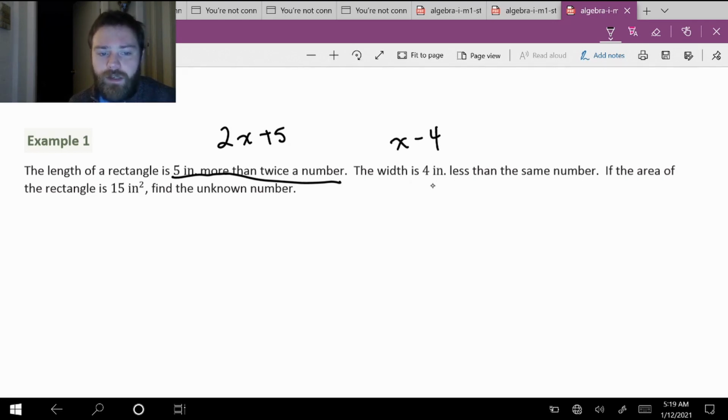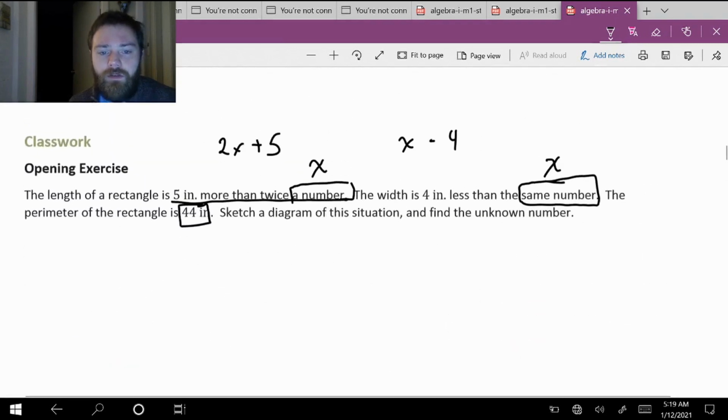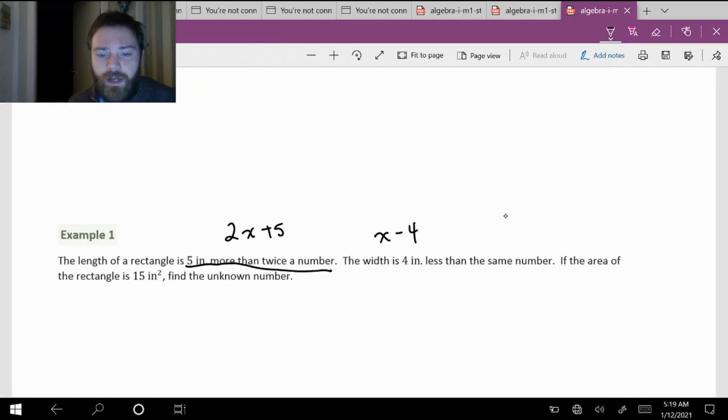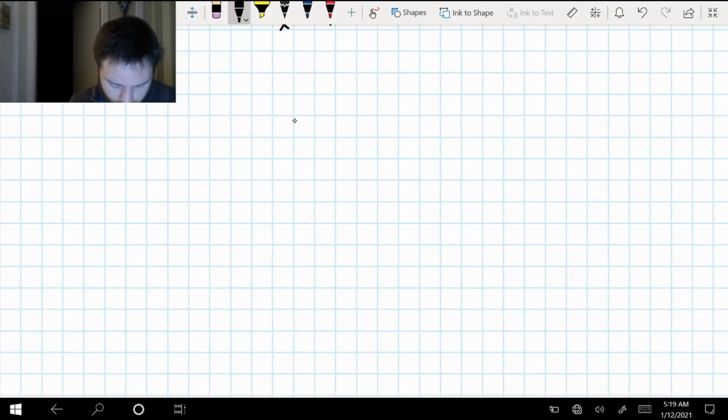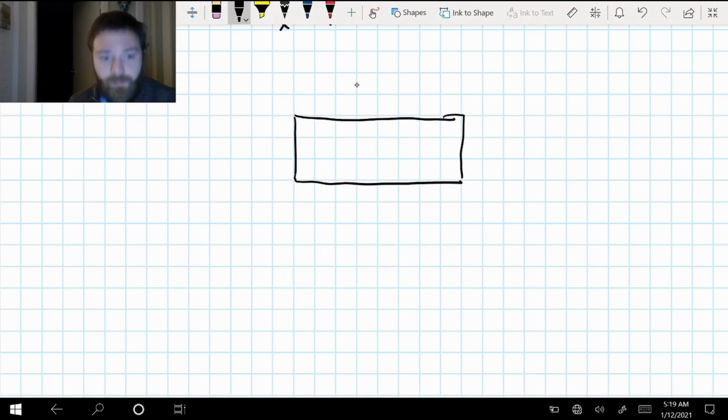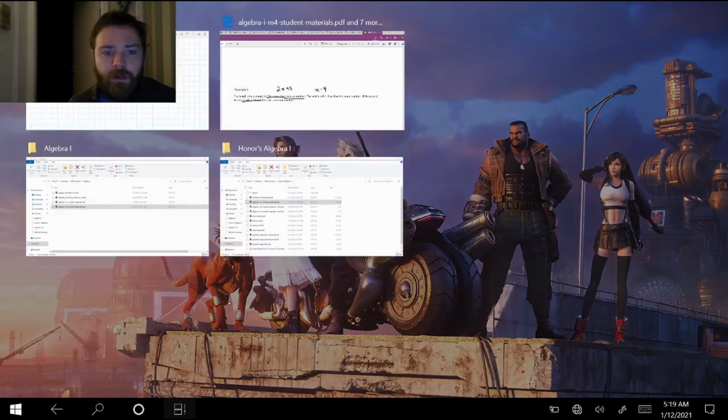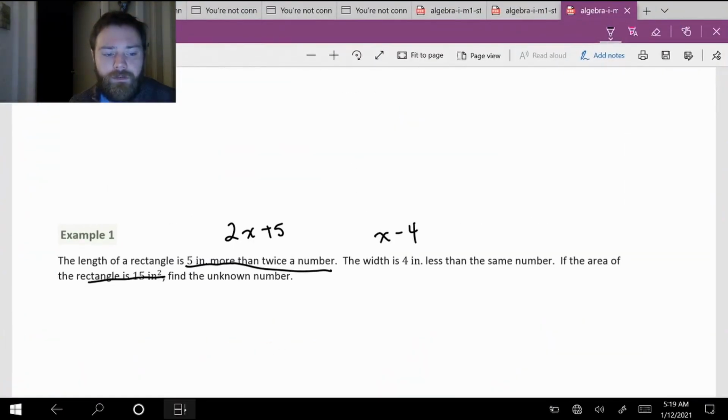So this is actually really similar to the last problem. In fact, it's the same kind of lengths here, but the only thing that's different is now they're telling me the area. So it tells me the area of the rectangle is 15 inches squared and wants us to find the unknown number. Well, we can still do that. I'm going to go down here and draw pretty much the same rectangle. And we said this side length is 2x plus 5, and this one is x minus 4, so it's the same setup, but the only difference is that the area is what we're looking for. So they tell us that the area, right off the bat, was 15 inches squared.